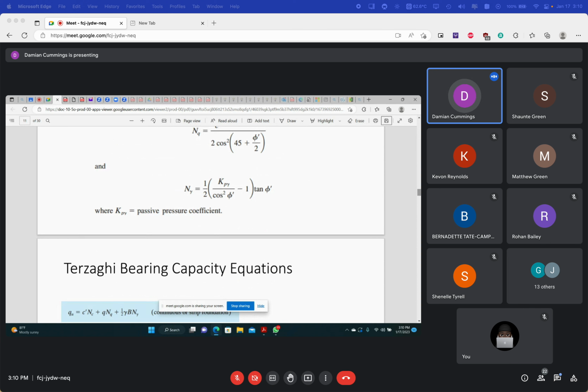Where Kp gamma is a passive pressure coefficient. Remember when we do lateral pressure, we have Rankine's coefficient of passive pressure. Good. So the passive pressure coefficient tells us what fraction of that vertical load actually acts laterally.